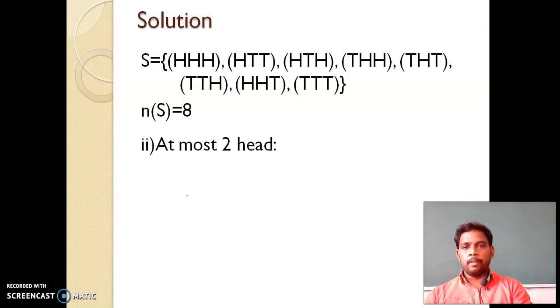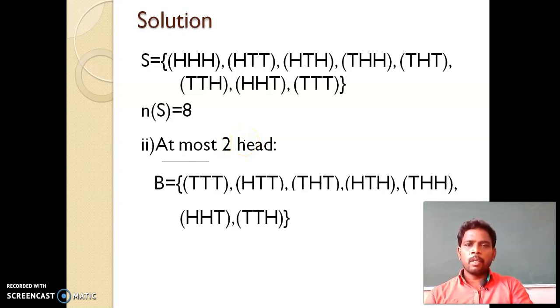Look at the next question. At most 2 heads. Look at the word here, at most. At most means maximum 2 heads only. So for the minimum we can add 0 also, that is without a head. I need at most 2 heads, that is maximum 2 heads only. So what are the possible cases? Maximum 2 heads means we can include without a head, that is 0 also.